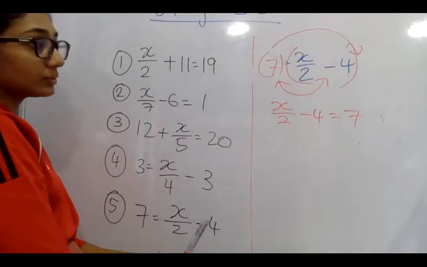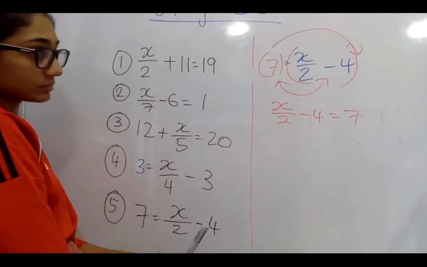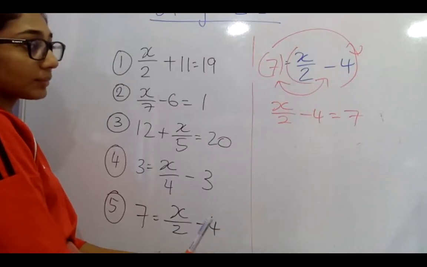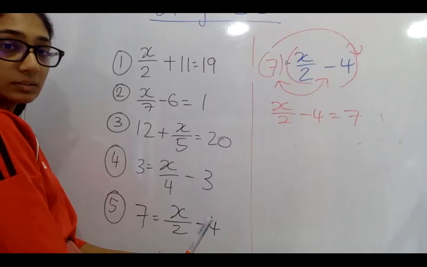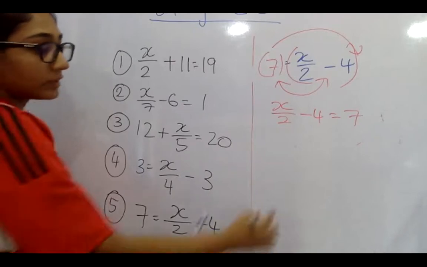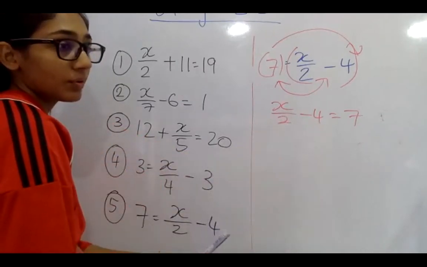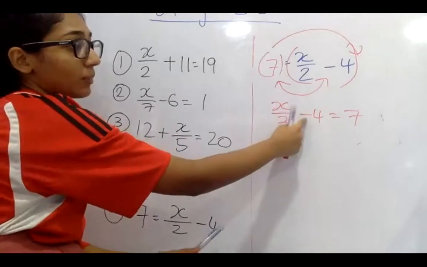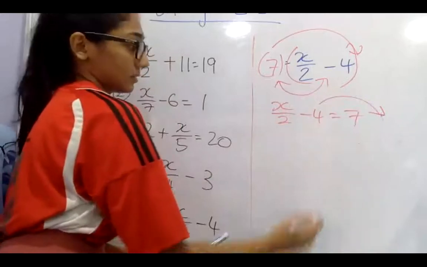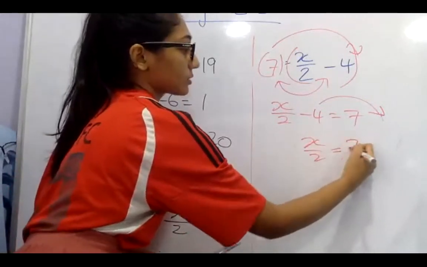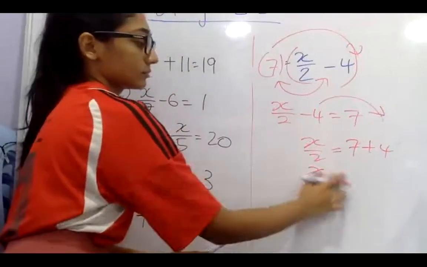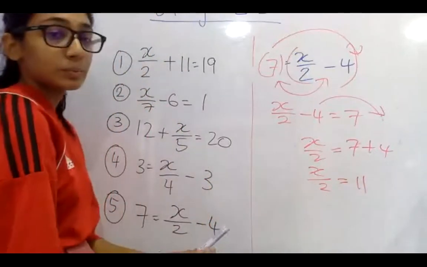Okay, Adan, from here, how to do? Bring over the numbers first. Which number do I bring first? We have to bring 4. Is this minus 4 or plus 4? This is minus 4. So I bring over, it becomes plus 4. So x over 2 equals 7 plus 4. What is 7 plus 4, Adan? 11.